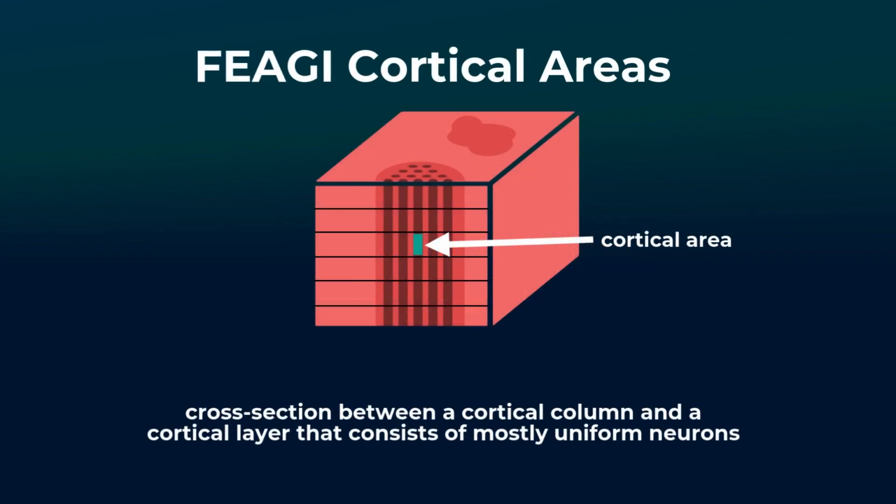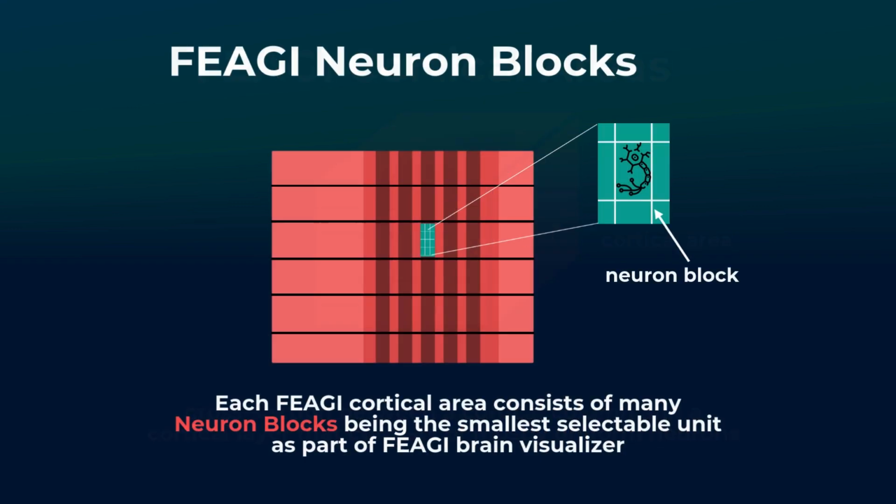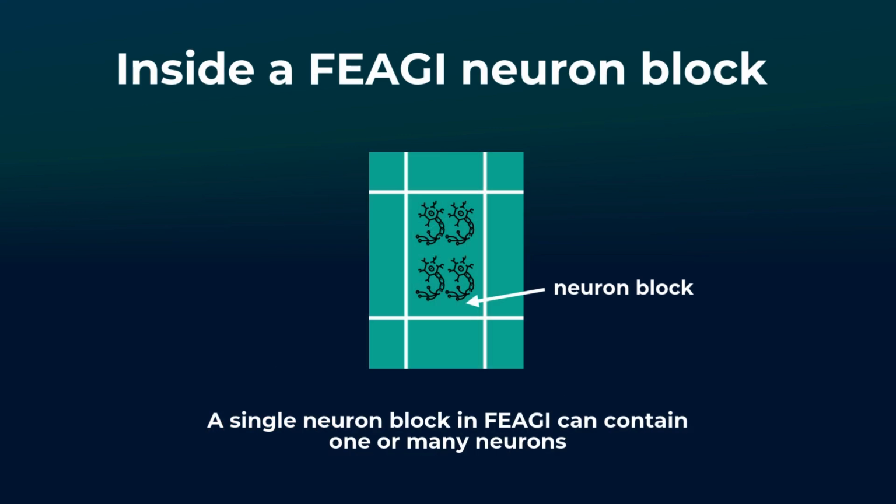In FEAGI, we consider a cross-section between a cortical column and a cortical layer a cortical area that consists of mostly uniform neurons. Like in FEAGI's 3D brain monitor, it is represented by the light blue box. If we were to zoom in on the cortical area, we could see individual cubes called neuron blocks. Every FEAGI cortical area consists of many neuron blocks, being the smallest selectable unit as part of the FEAGI brain visualizer. FEAGI allows you to customize the dimensions and neuron properties of these cortical areas. A single neuron block in FEAGI can contain one or many neurons.